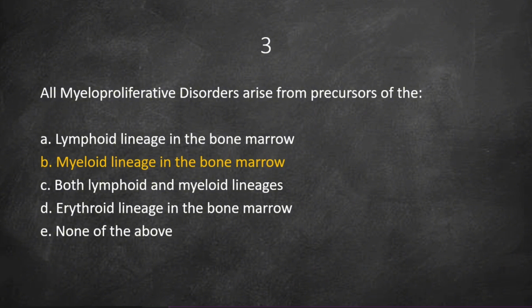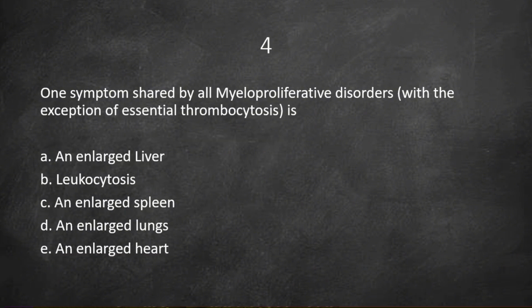Question 4. One symptom shared by all myeloproliferative disorders, with the exception of essential thrombocytosis, is A. Enlarged liver. B. Leukocytosis. C. An enlarged spleen. D. Enlarged lungs. E. An enlarged heart. So the answer here is an enlarged spleen.